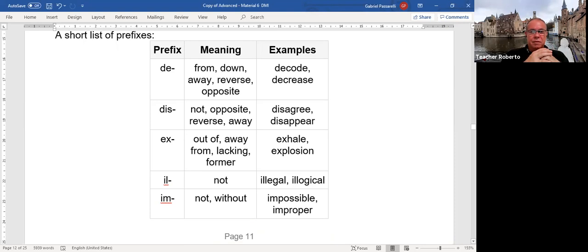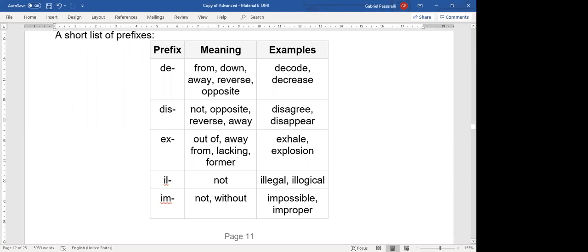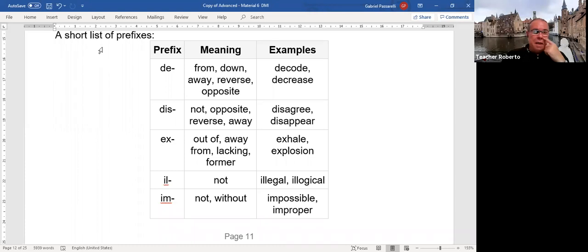Perfect. Claudia? Are you still with us? No, she's muted. Yeah, I can see she's muted. Claudia? I don't think she's there.